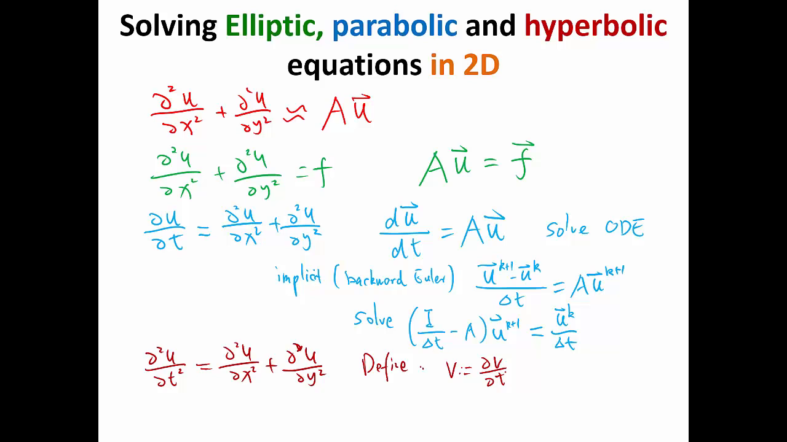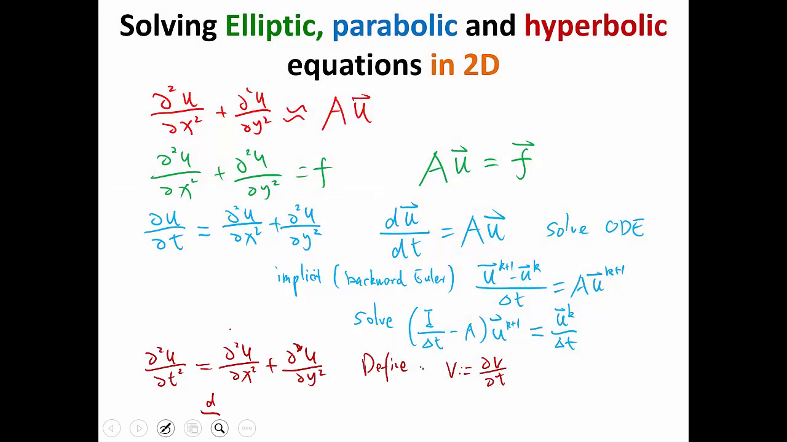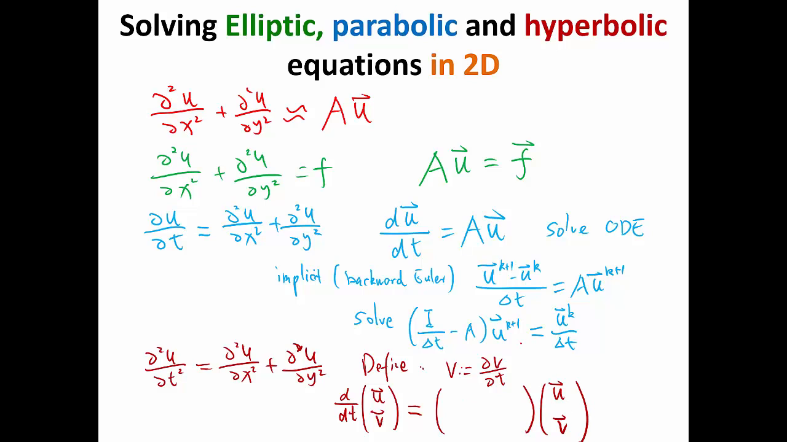Then the derivative of the variables u and v, the discretized variables u and v, would be equal to a matrix times u and v. And the matrix, I'll tell you, is a block structured matrix. It's a 2 by 2 blocks.